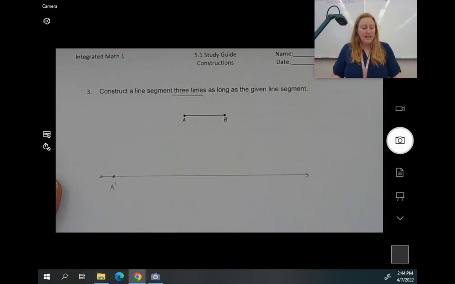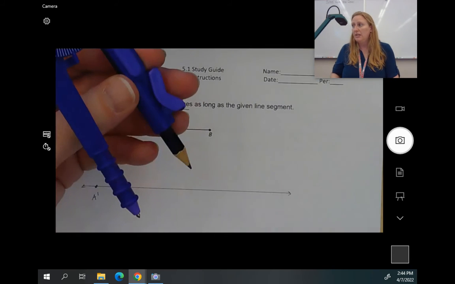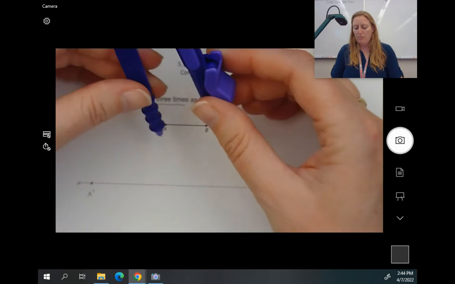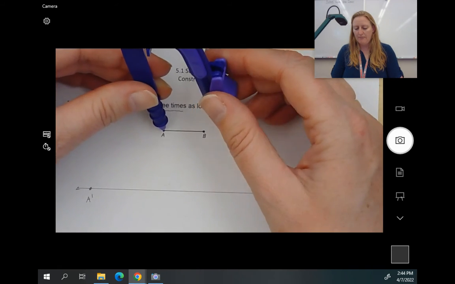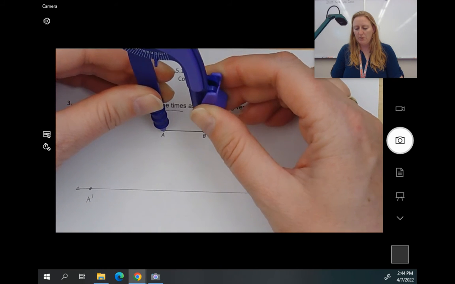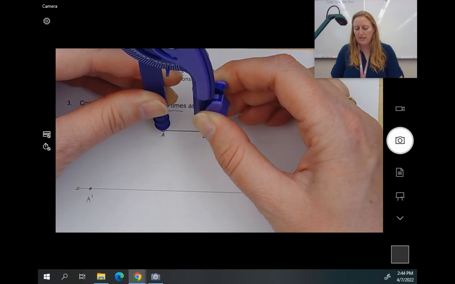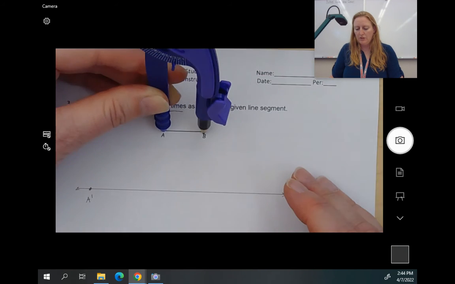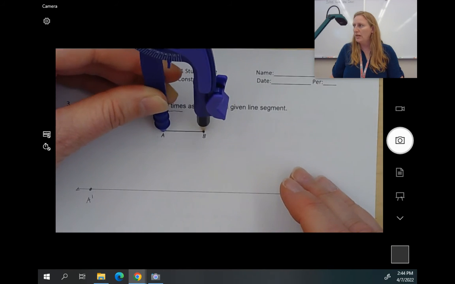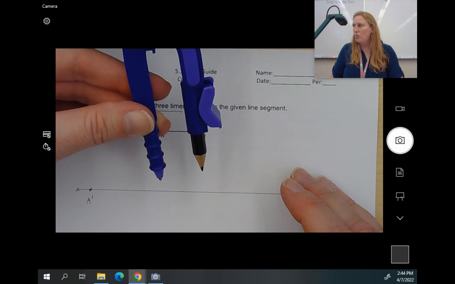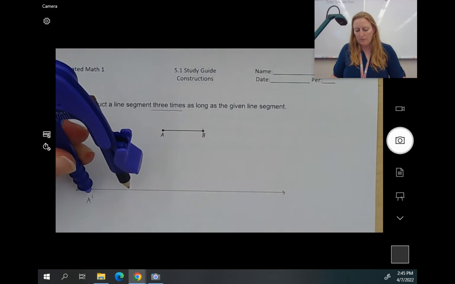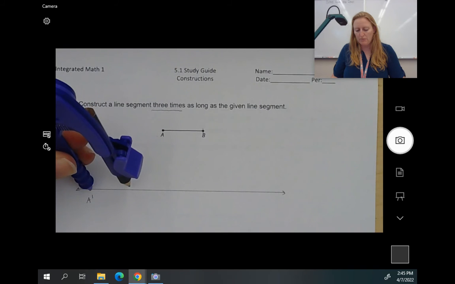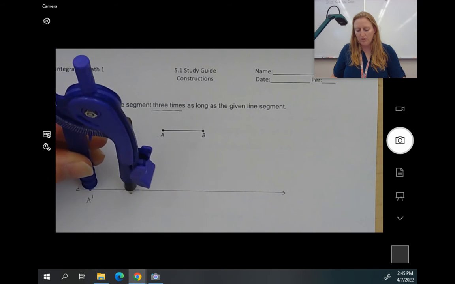Okay. And now I'm going to use my compass as a measuring tool. I'll put my pointy guy on A. Then I'm going to adjust my compass such that the tip hits B. Again, just to make sure. Yep, there we go. It hits right at B. Awesome. And then I don't want to let this slide. I'm going to go ahead and put my pointy part on A prime and make a little mark.